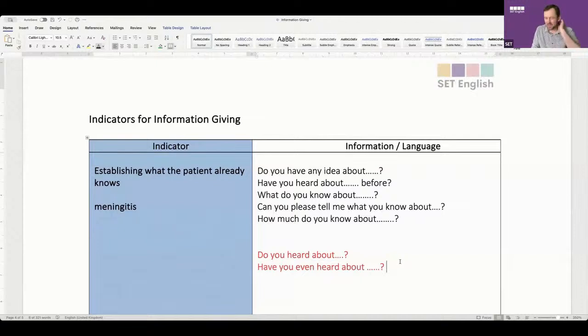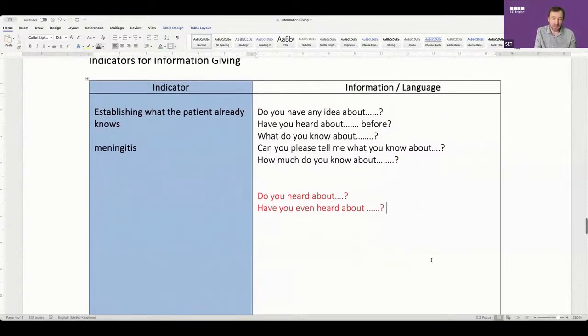Yeah, I think it was. When you do that there, what you're doing is you're suggesting that they don't know anything. So let's say that you're a doctor talking to another doctor, and you're talking to them about something very specific to do with meningitis.